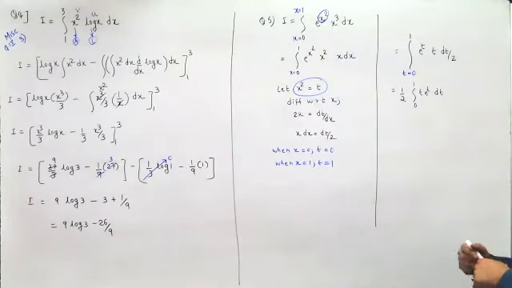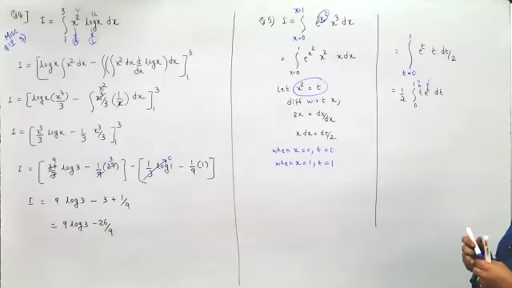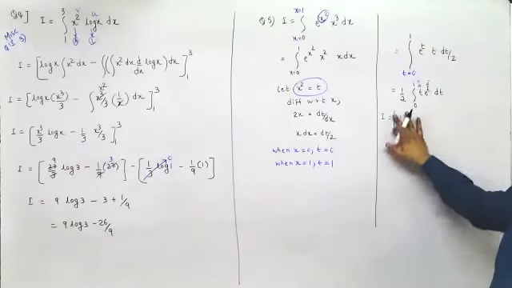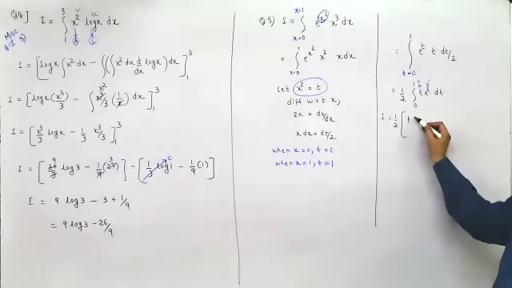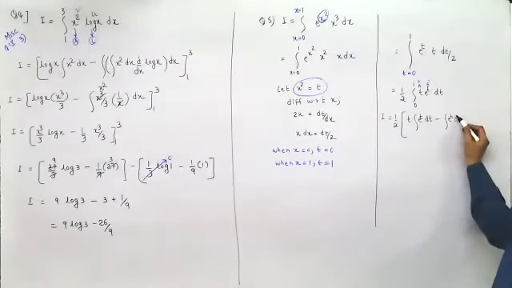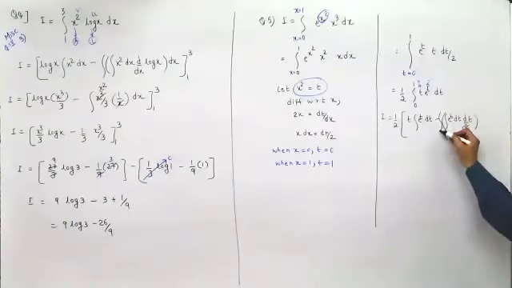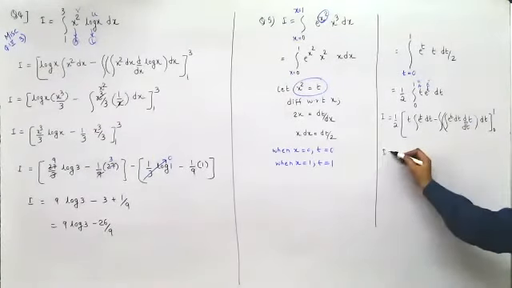Here, if you observe, this is algebraic, this is exponential. In ILATE, A comes before E, so this is u, this is v. So therefore, this would give you I equal to half. In fact, I'll take half outside. I'll write t here, integration of e raised to t dt, minus integration of e raised to t dt into derivative of t, multiply it and then integrate it once again, between 0 and 1.